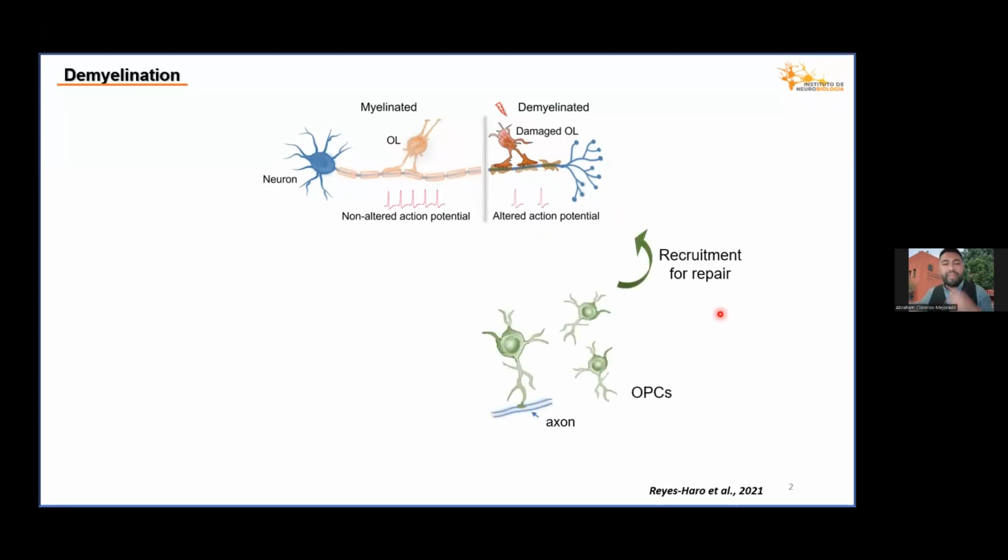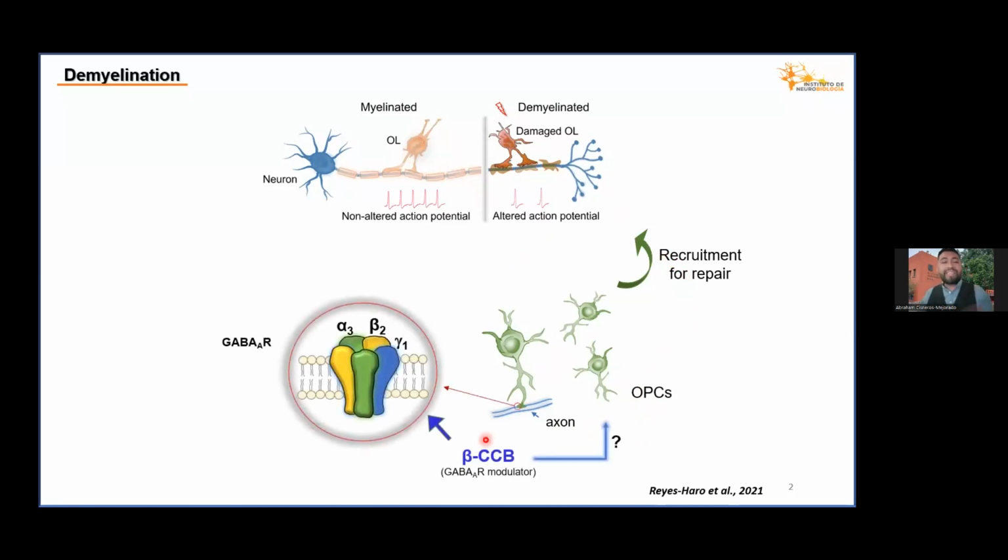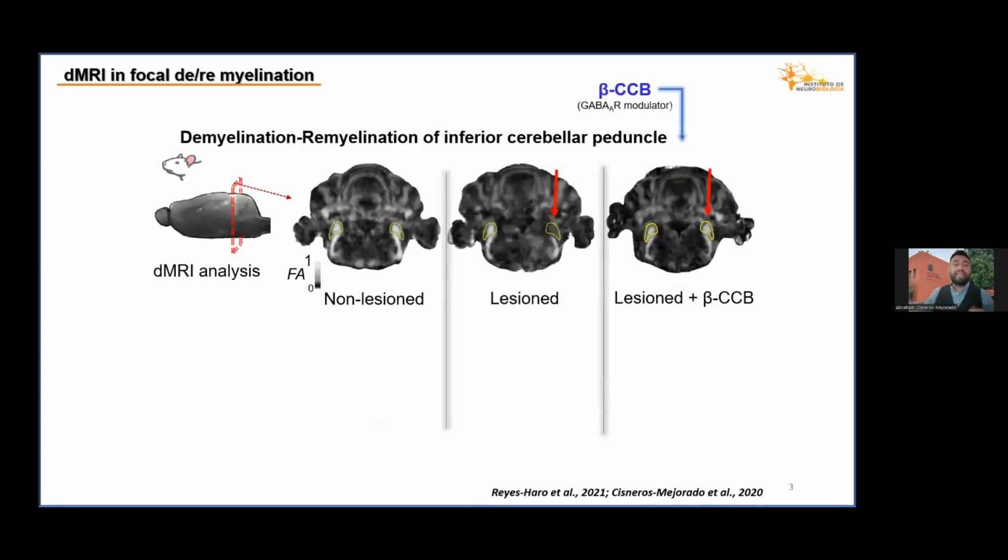So current research focuses on designing therapeutic strategies to promote repair of demyelination. In this sense, some efforts are made to promote the oligodendroglial lineage to address this damage, such as by recruiting OPCs, or oligodendrocyte precursor cells, which could proliferate, migrate, and differentiate into mature oligodendrocytes to remyelinate. In our lab, we have used the enhancement of GABA-A receptors, which participate in myelination. In this way, we have used drugs like beta-CCB that enhance the activity of these receptors and maybe enhance the remyelination. Next, I will show you some findings in this context in an animal model.